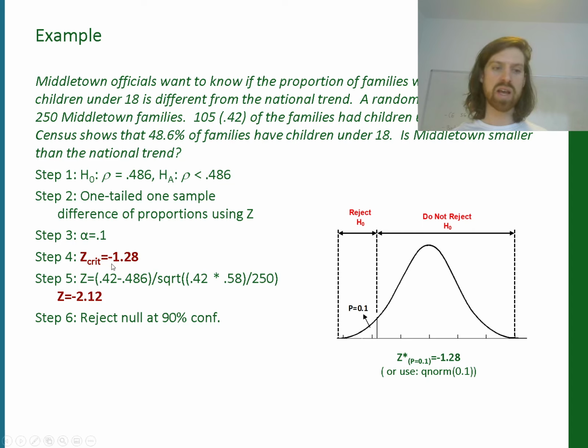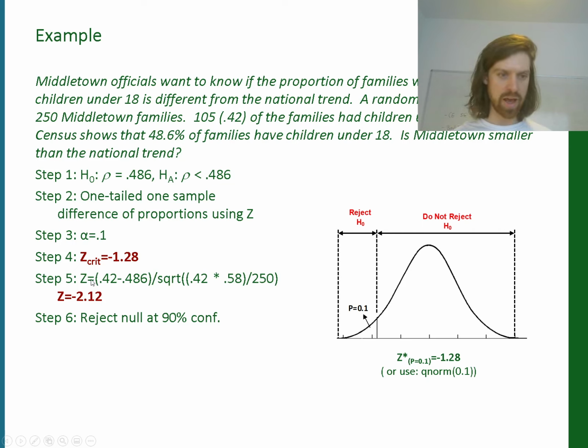Then we need to get our Z critical value. So we can use the qnorm function here in R, which will help produce this value for us. So this here is going to be minus 1.28 standard deviations below the mean here. So we're going to have 90% of our values in this area here where we would not reject the null hypothesis, and then 10% of our values here where we would reject the null hypothesis, okay?